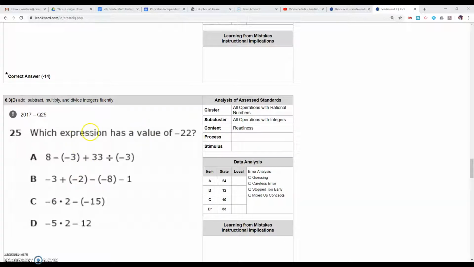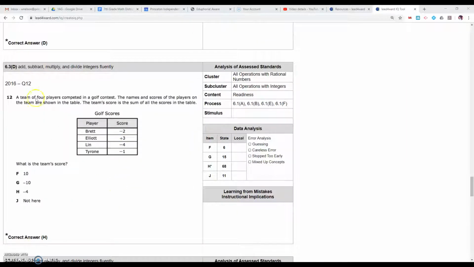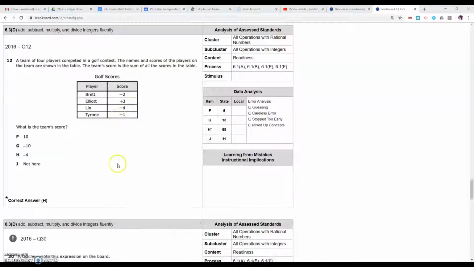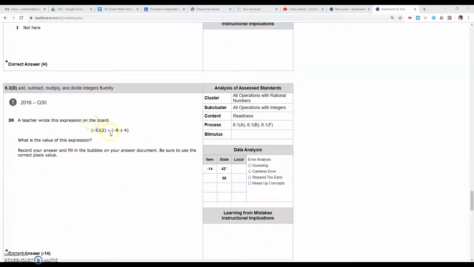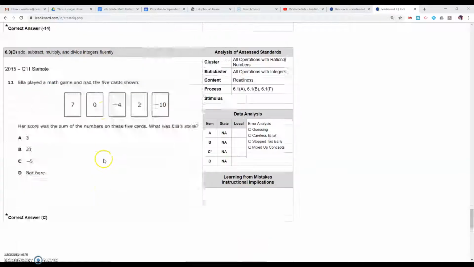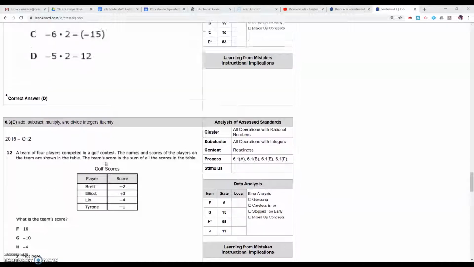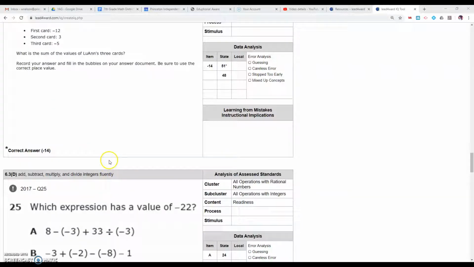Here, what expression has the value of -22. Again, order of operations and multiple operations. 2016 question, what's the team score? It's golf scores, so adding multiple numbers, multiple operations, and then adding multiple numbers. So what we're expecting our kids to know is to do multiple operations with multiple integers all in one problem.